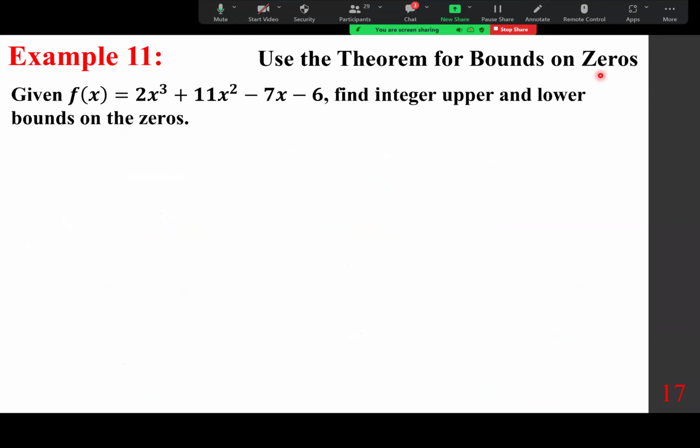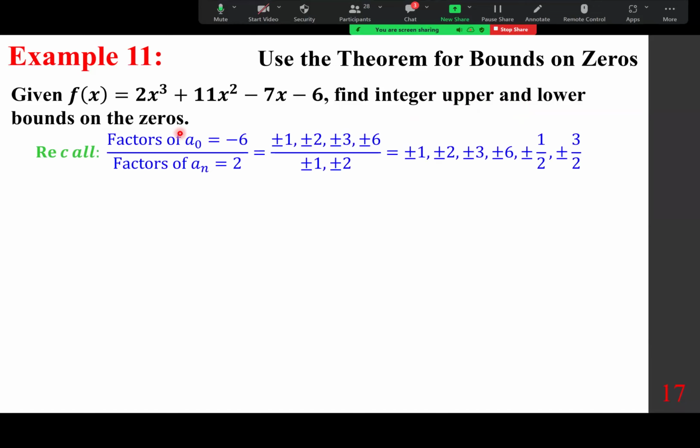Use the theorem for bounds on zeros. Given f of x equals 2x cubed plus 11x squared minus 7x minus 6, find integer upper and lower bounds on the zeros. That's the same function as the previous page. We have already done that. Recall we came up with this, right, class?